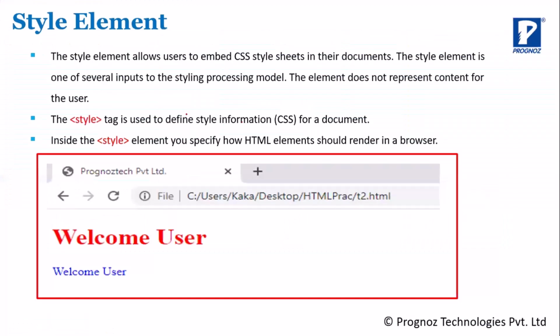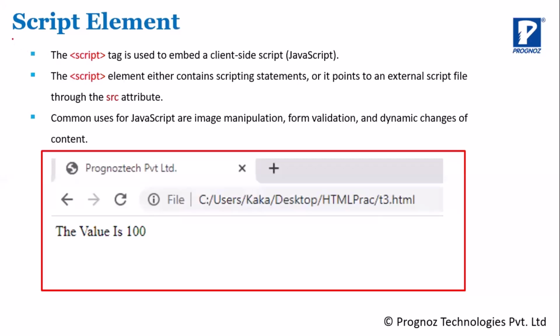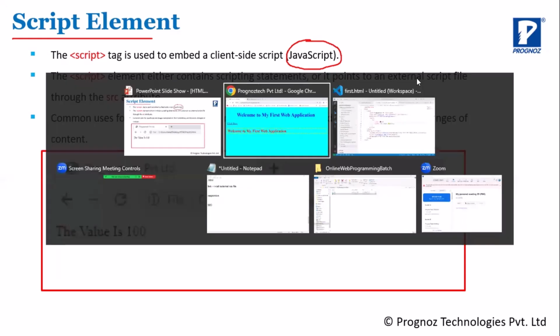So this is the way we can use the style element in the same HTML page. We showed it practically. Next, the script element. When do we have to use the script element? Whenever we are going to use JavaScript on your HTML page, then we have to use the script tag, and the script tag should be written inside the head element also.